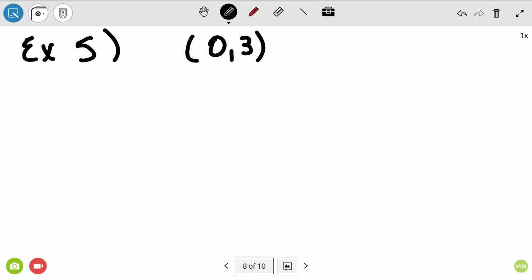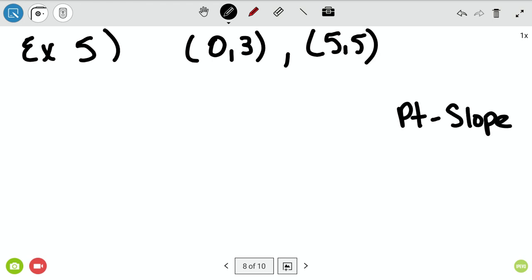All right, so we're given the point 0, 3, and we're given the point 5, 5. And we're asked to write it in point slope. Well, we know we need a slope. Can't do anything without a slope, so we're going to find that first. So we've got x1, y1, x2, y2, right?